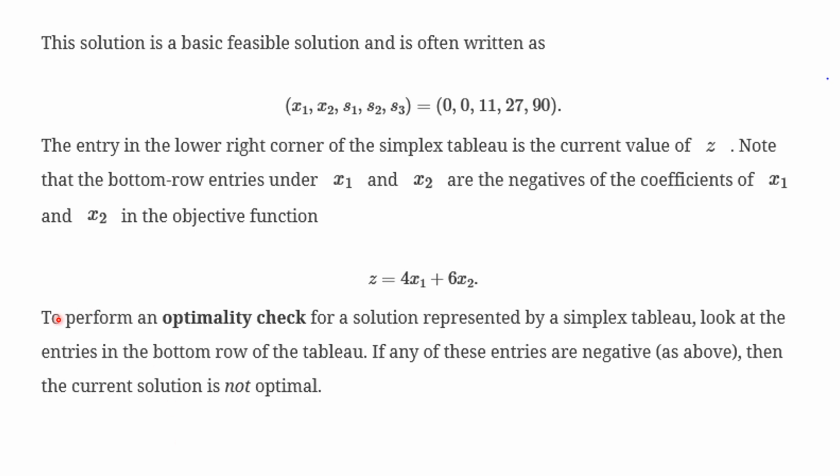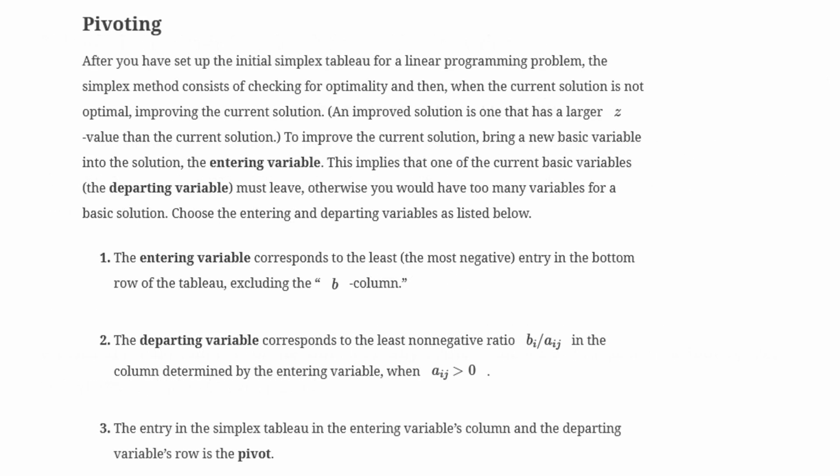Now this is something new. To perform an optimality check to see if we are finished yet for a solution represented in the simplex tableau, you look at the entries in the bottom row of the tableau. If any of these entries are negative, and it is here, then the current solution is not optimal and we have to proceed to the next step. Now we're going to talk about how we go to the next step. How do we decide which variable enters the basis and which basic variable leaves the solution?